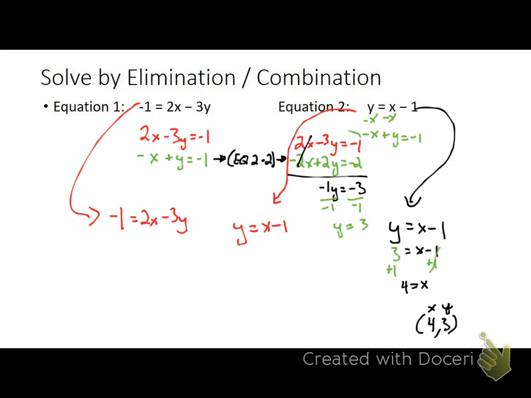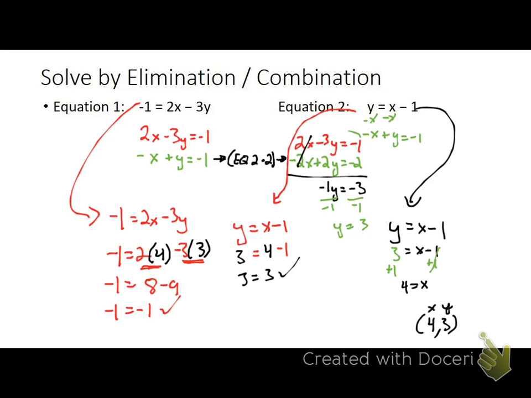And so I have negative 1 equals 2 times x minus 3 times y. And let's see what this becomes. Negative 1 equals 8 minus 9. Negative 1 equals negative 1. Check. We've just confirmed that this would be a point on this line if we were to graph this line. Now let's do the same for our other equation. We have here that y equals x minus 1, and that's pretty easy to check. 3 equals 3, so it's a point on that line as well.